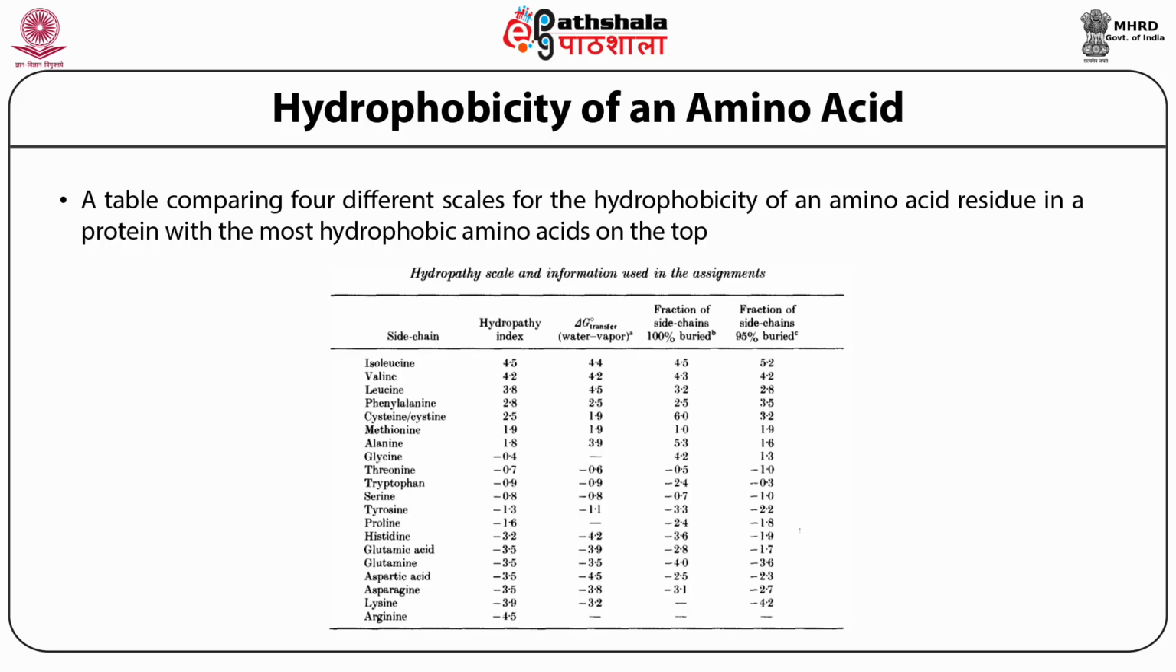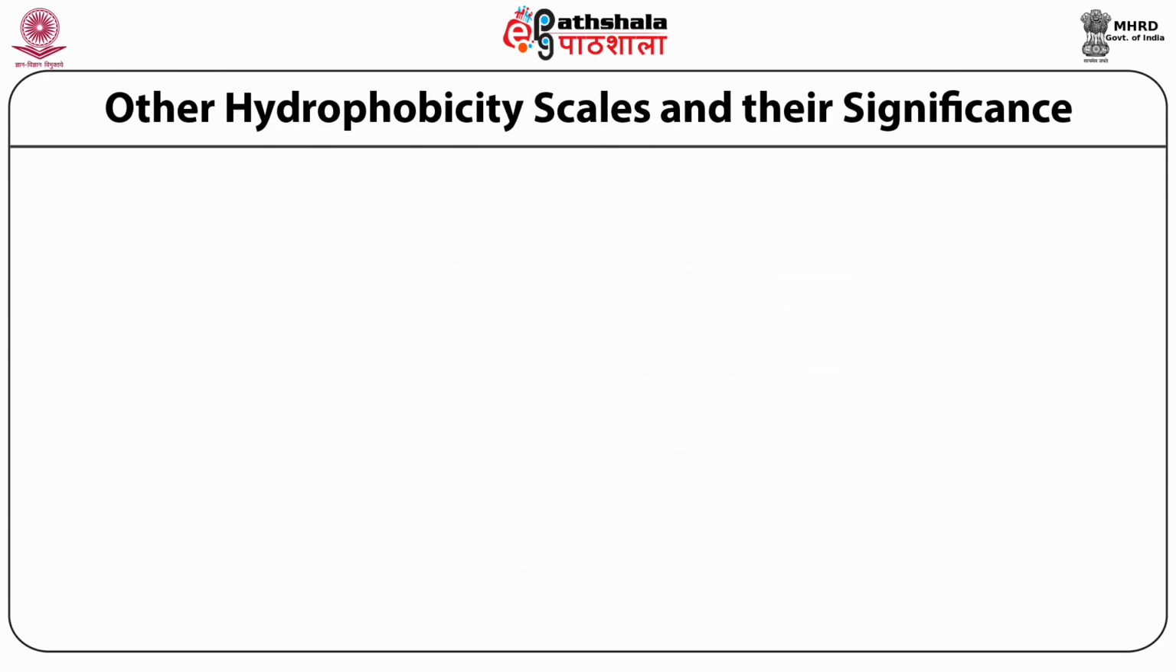For example, isoleucine has the highest hydrophobicity, followed by valine, then leucine, then phenylalanine, then cysteine, then methionine, then alanine, and the least hydrophobic is arginine. But if you're talking about hydrophilicity, the reverse is correct. So isoleucine, with the highest hydropathic index, is hydrophobic in nature, while arginine, with the least hydropathic index, is hydrophilic in nature. Other properties associated with this hydrophilicity and hydropathic scale are explained in the table.